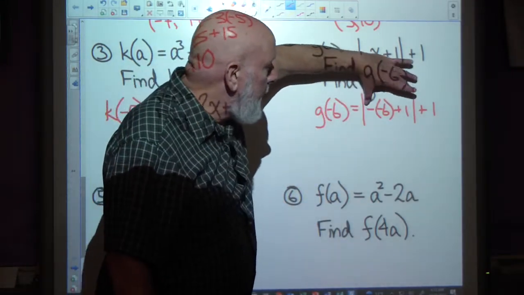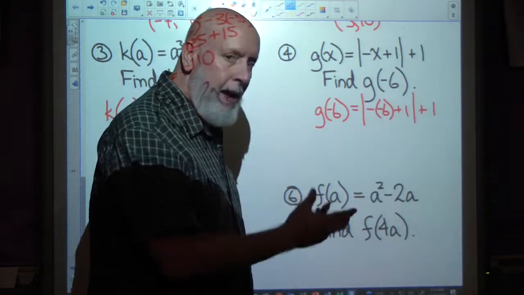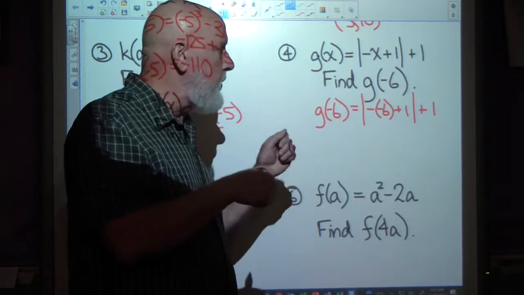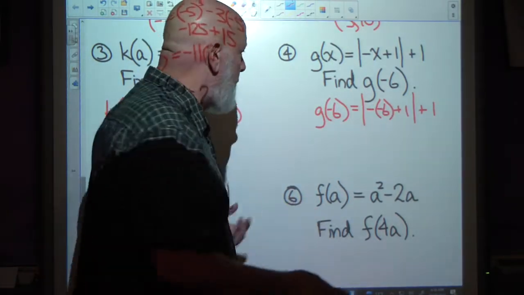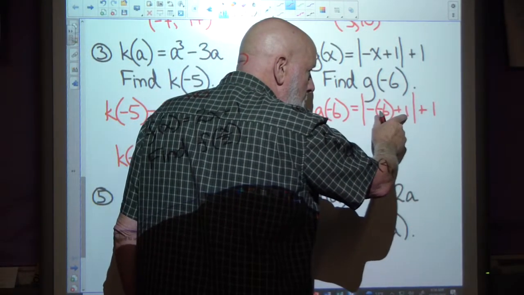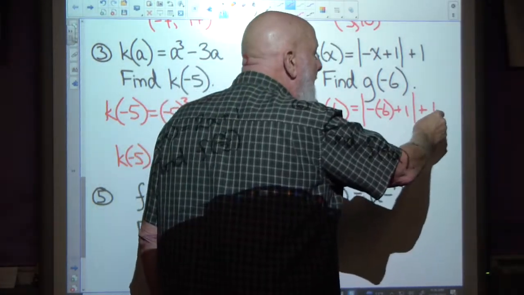Remember, whenever you're dealing with absolute values, you simplify what's inside first, then you take the absolute value of it. You don't say, hey, it's all positive because it's inside the absolute value symbols. Don't do that. Simplify first, then take the absolute value of it. This would be positive 6 plus 1 is 7. So this is the absolute value of 7, which is 7. And I add 1 and I get 8.